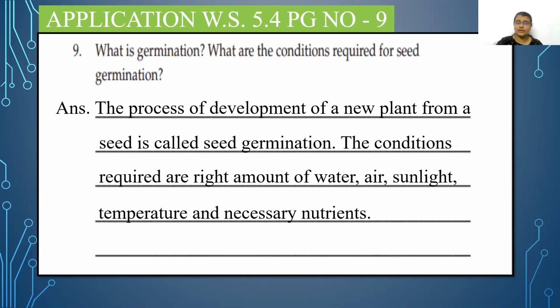Now, ninth one, what is germination? What are the conditions required for seed germination? The process of development of a new plant from a seed is called seed germination, and the conditions required are the right amount of water, air, sunlight, temperature, and necessary nutrients.